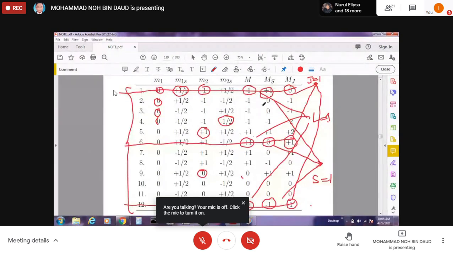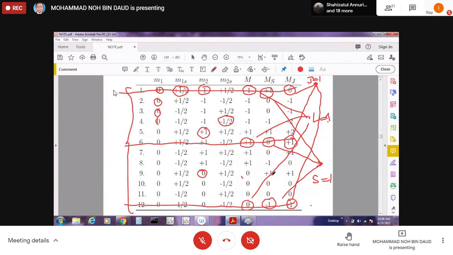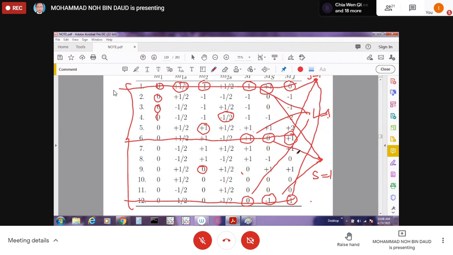Yeah, so this is L1. Negative 1, 1, 0 is 1, correct? This is the MS, positive 1, 0, negative 1. So MS is 1. So the J1 here is 0, positive 1, negative 1. So J is 1. Okay, we have got this one, L1, S1, so J is 1.